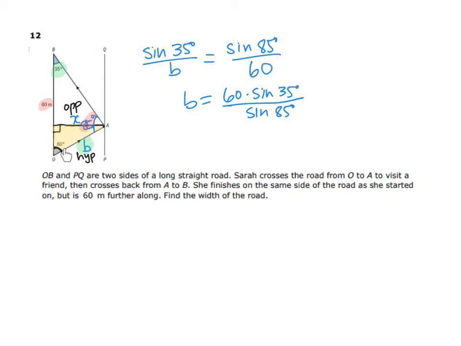I'm looking at a right triangle. Make sure you only use sine, cosine, or tangent ratios if you're dealing with a right triangle. If it's a non-right triangle, you can't use sine, cosine, or tangent. That's when you use law of sines or law of cosines.